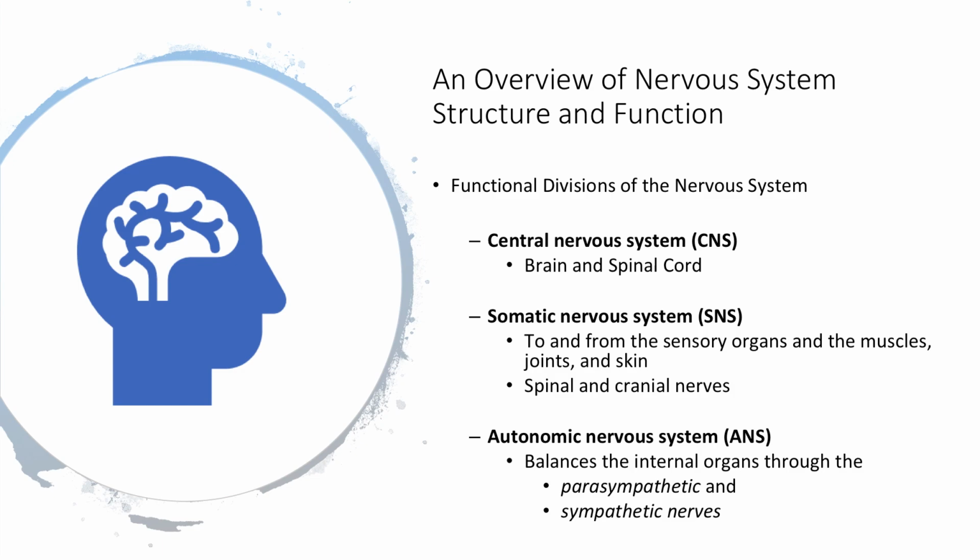Okay, I know I threw a lot at you just now, so let's go over a little recap. Our nervous system can be split up functionally in three ways. You have the central nervous system, which consists of the brain and the spinal cord. The somatic nervous system, or the SNS, which consists of the spinal and cranial nerves. This goes to and from the sensory organs and also goes towards the muscles, joints, and skin. And then lastly, we have the ANS, the autonomic nervous system, and this balances the internal organs through the parasympathetic and sympathetic nerves.